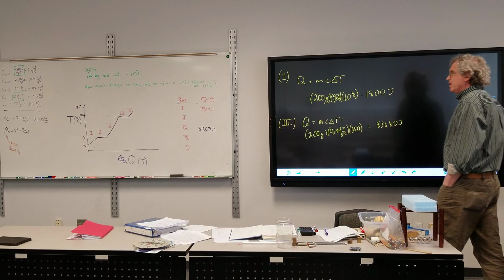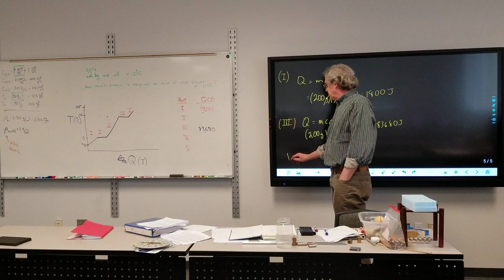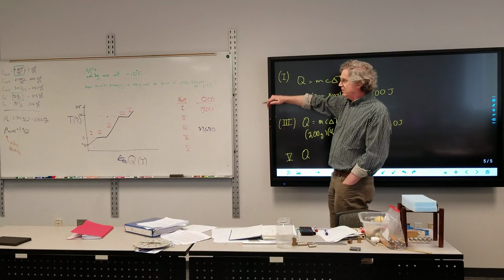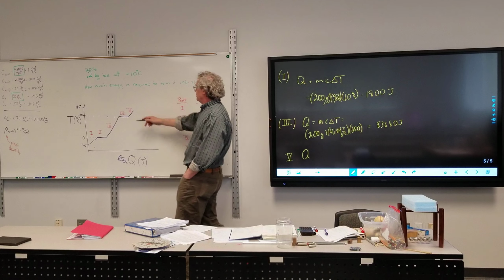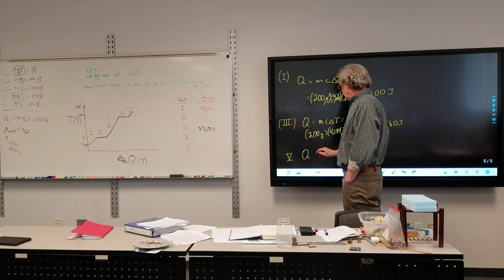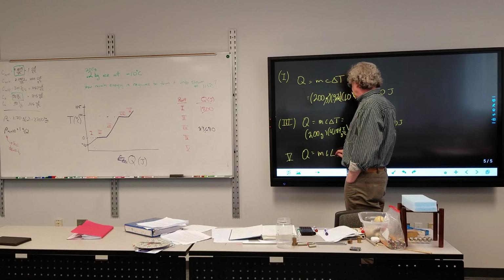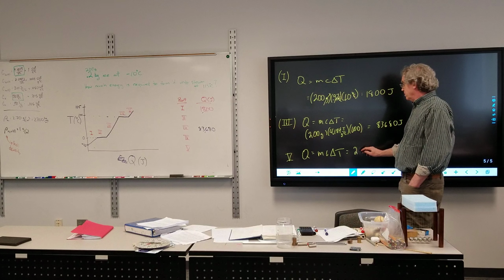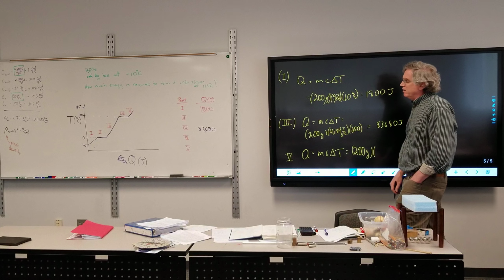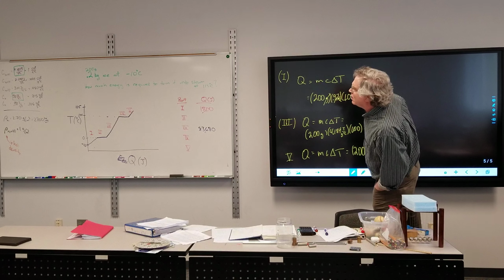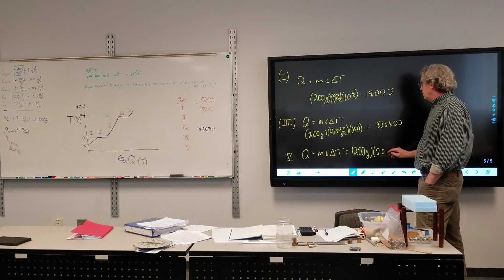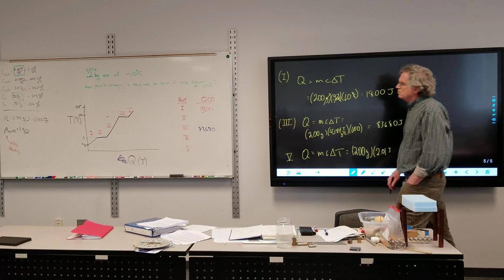And then phase 5, or part 5, that is the last part, where we're not having a change in phase, it stays steam throughout this entire slope here. And so the mass is still 200 grams. Specific heat of steam, 2.01 joules.